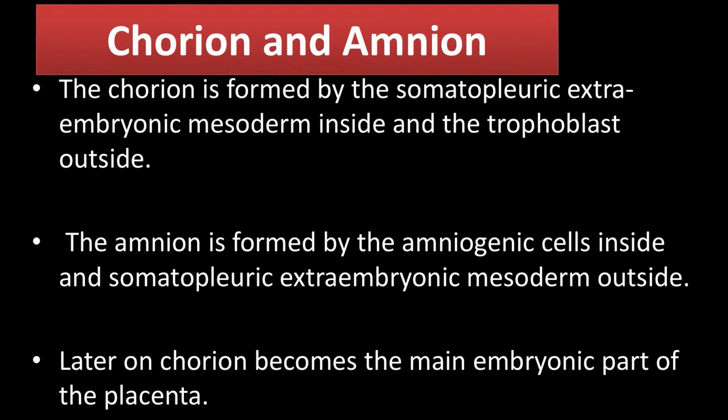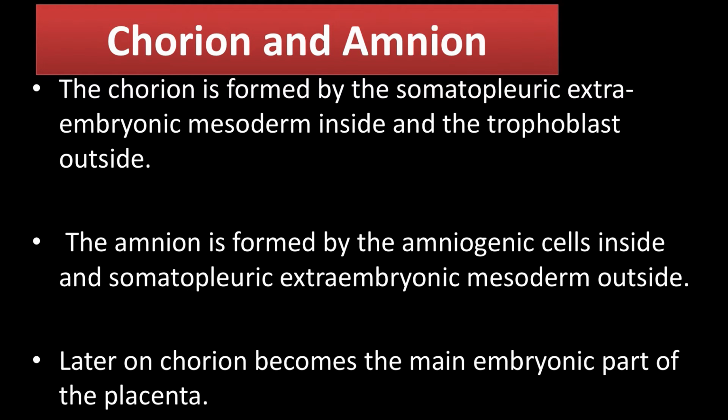Now, coming to the extraembryonic membranes, we have 4 extraembryonic membranes. They are your yolk sac, amnion, chorion and allantois. Now, coming to chorion and amnion. The chorion is formed by the somatopleuric extraembryonic mesoderm inside and the trophoblast outside. This will form a type of interdigitation, and it will also form the chorionic villi during the process of implantation. Now, the amnion is formed by the amniogenic cells inside and somatopleuric extraembryonic mesoderm outside.